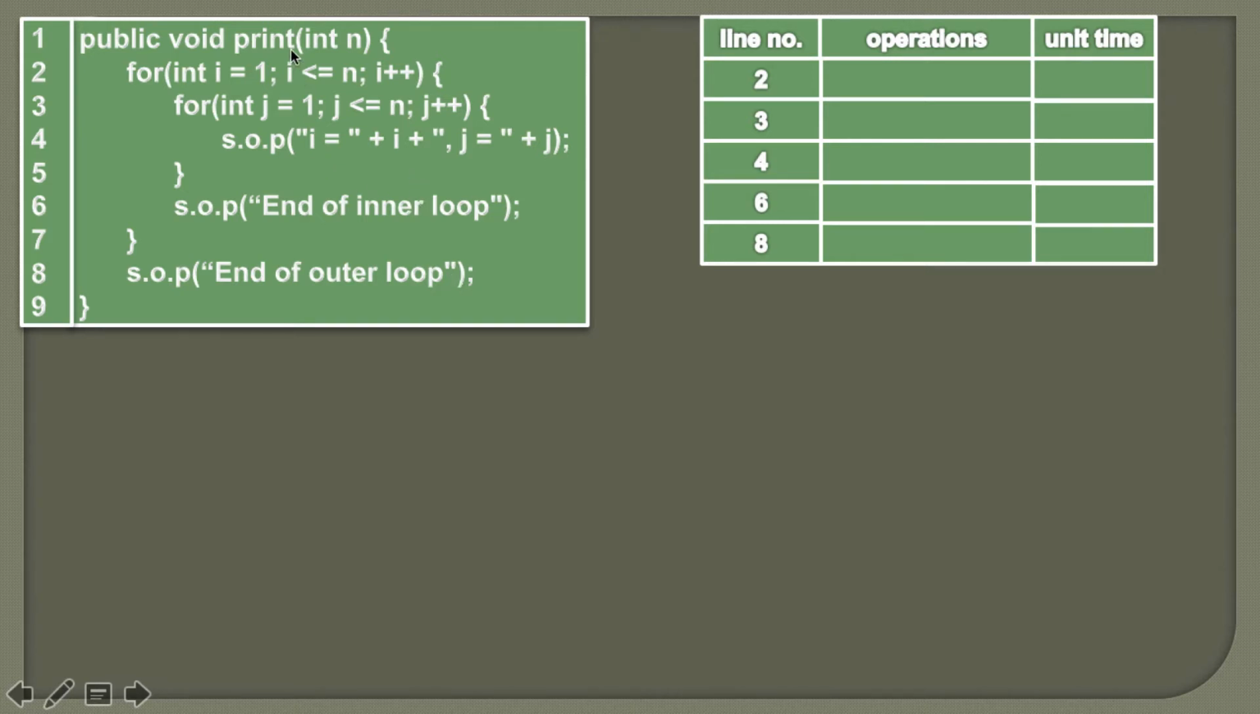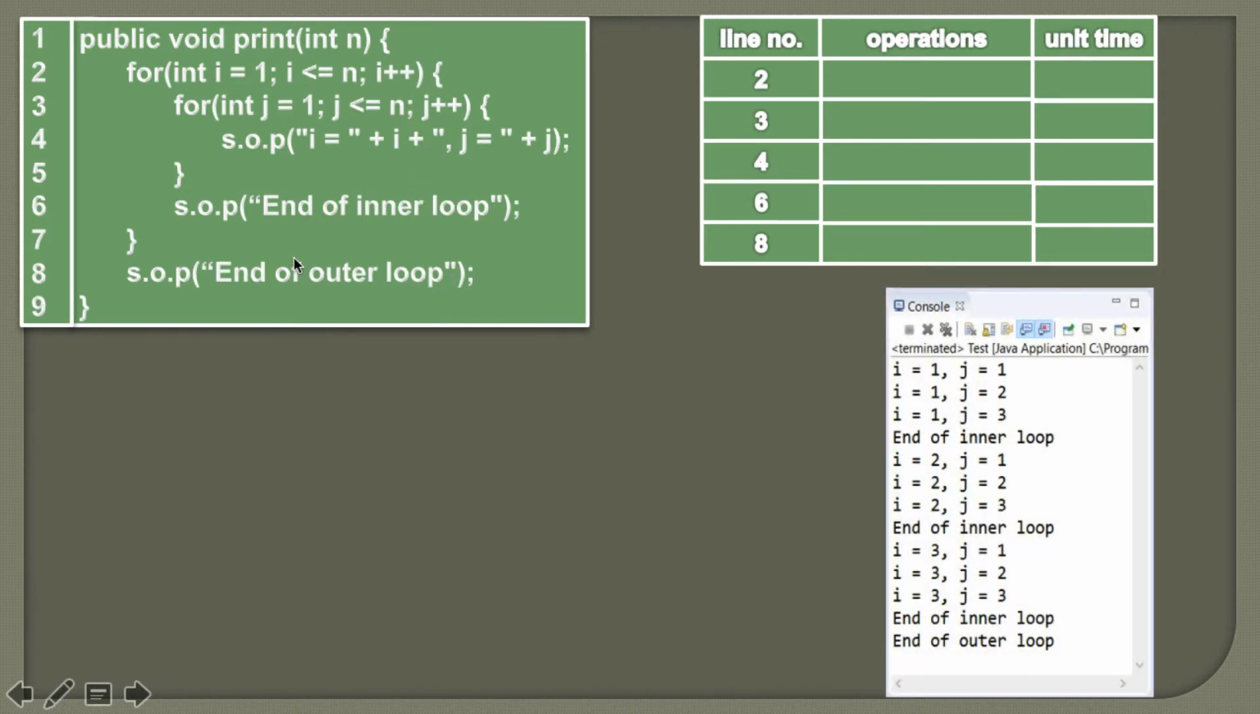So here you can see if we run this code, let's say for value n equal to 3, this gets printed on the console. In our previous video we also discussed that this outer for loop will go from i equal to 1 to i less than or equal to n, which is 3.